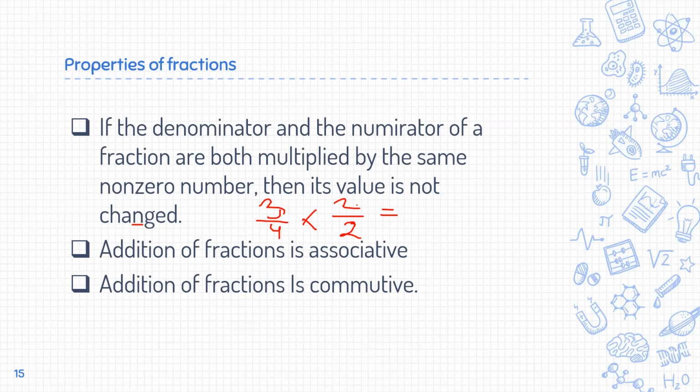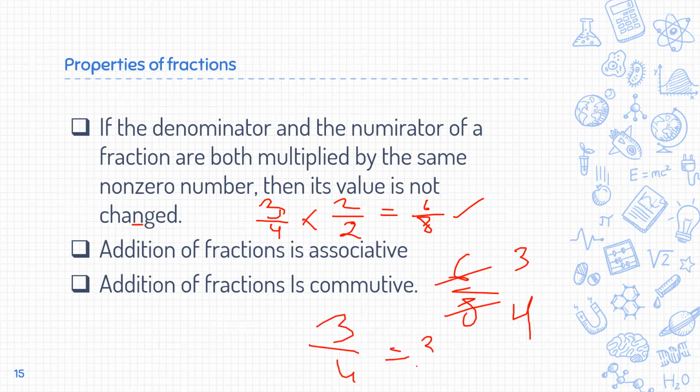If you multiply the numerator by the same number, and the denominator by the same number, which should not be 0 and not be 1, then what you will get: 3 into 2 is 6 and 4 into 2 is 8. You will get 6 upon 8, and if you reduce this 6 upon 8, you will get 3 upon 4. 3 upon 4 is equal to 3 upon 4, then it means the value is not changed, okay. The value is not changed, okay. This is what it means.